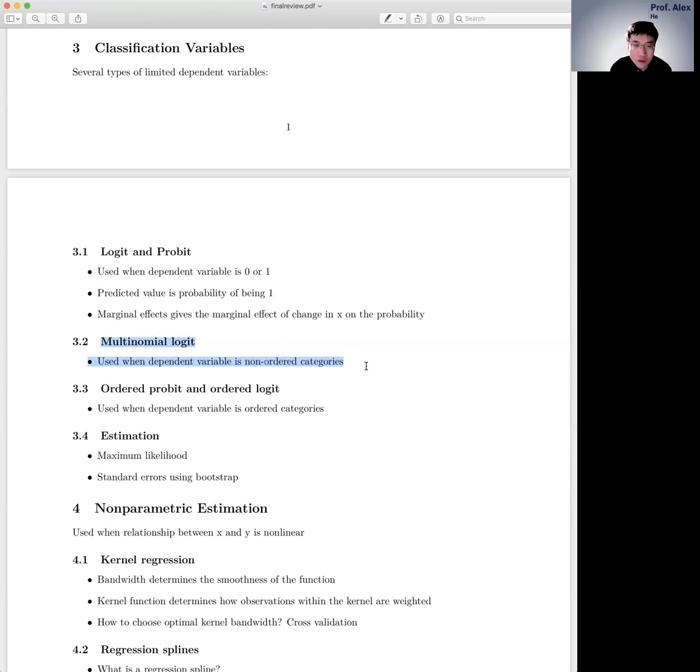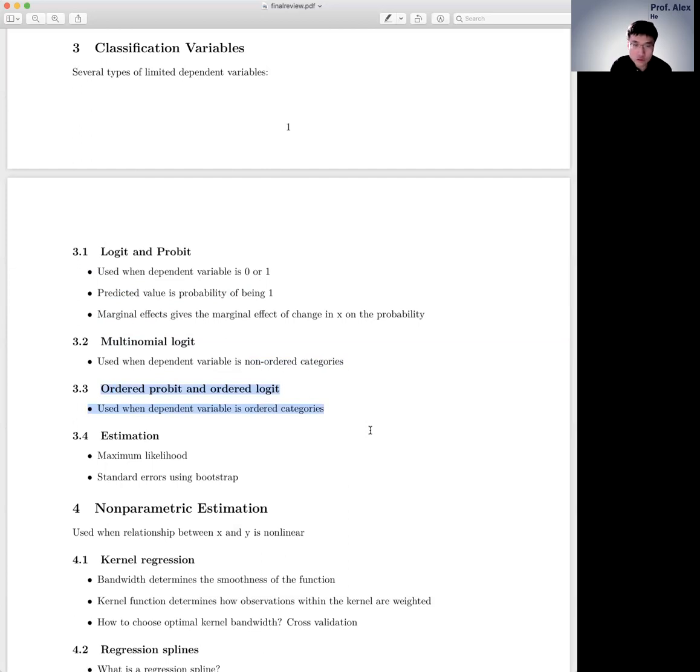And then the third kind of models is when you have multiple categories, but they are ordered. Okay, so this would be, for example, the bond ratings, which you are working on in the final project. And in those cases, we should do ordered probit or ordered logit.